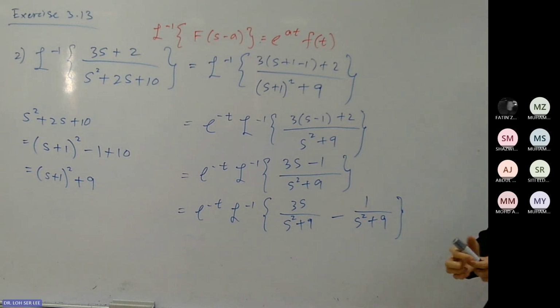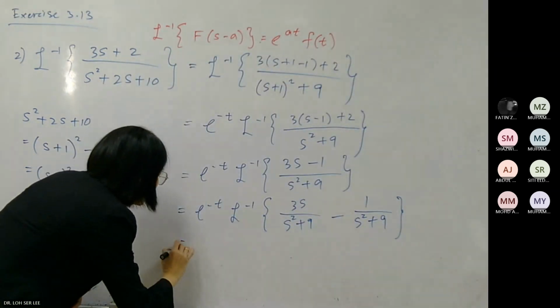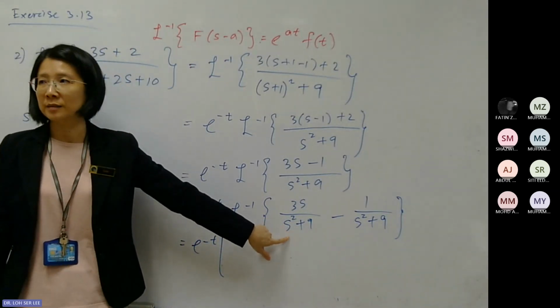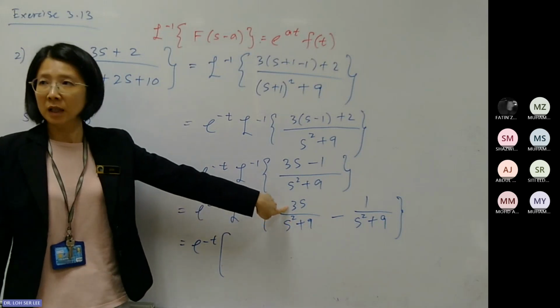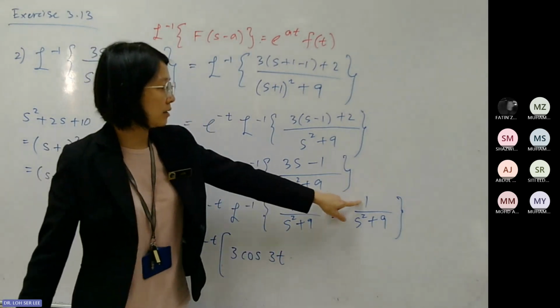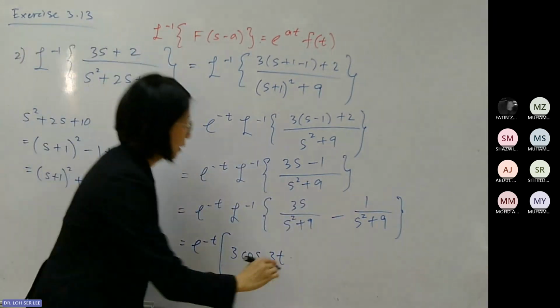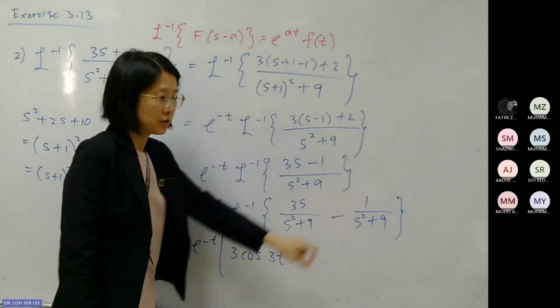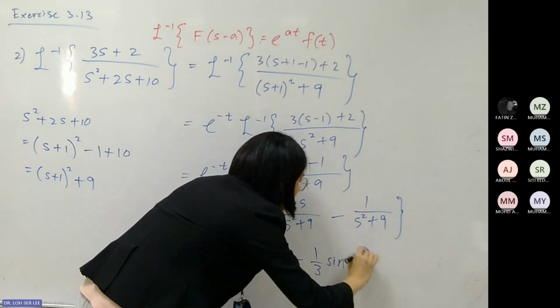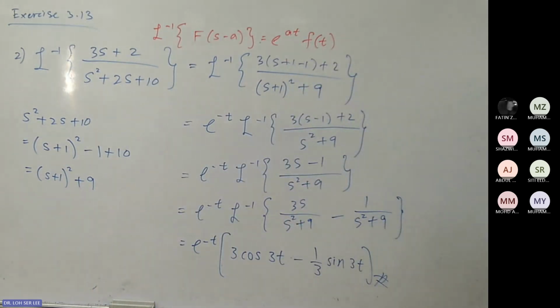Okay, so this one. What is the answer for this one from last class? 3 plus 3t. And what about this? You need a 3 here, so you have 1 over 3 outside. And the answer for this is sine 3t. Okay, any questions?